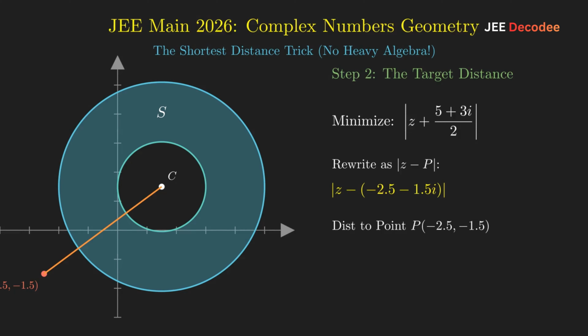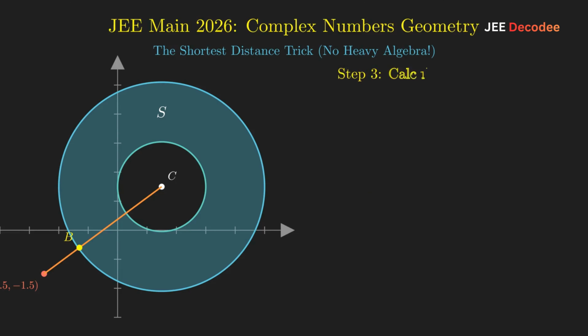The shortest distance lies exactly along the straight line joining point P to the center C. The boundary of the blue region closest to P is where this line intersects the outer circle. Let's call that intersection point B. Therefore, our minimum distance is exactly the length of segment PB. Let's calculate this. Step 3.